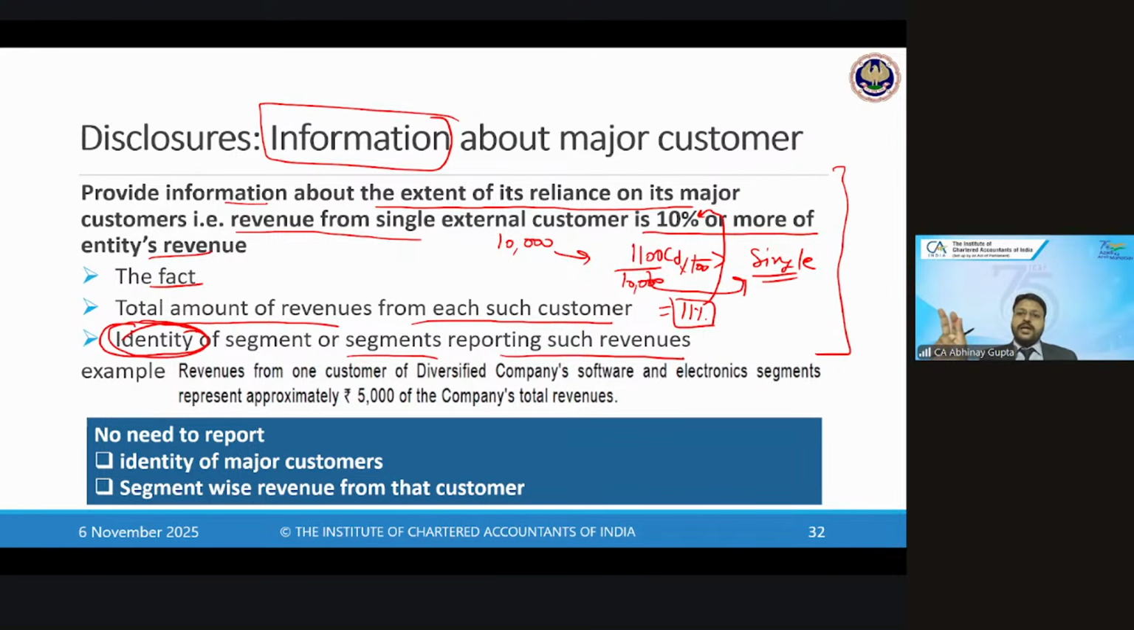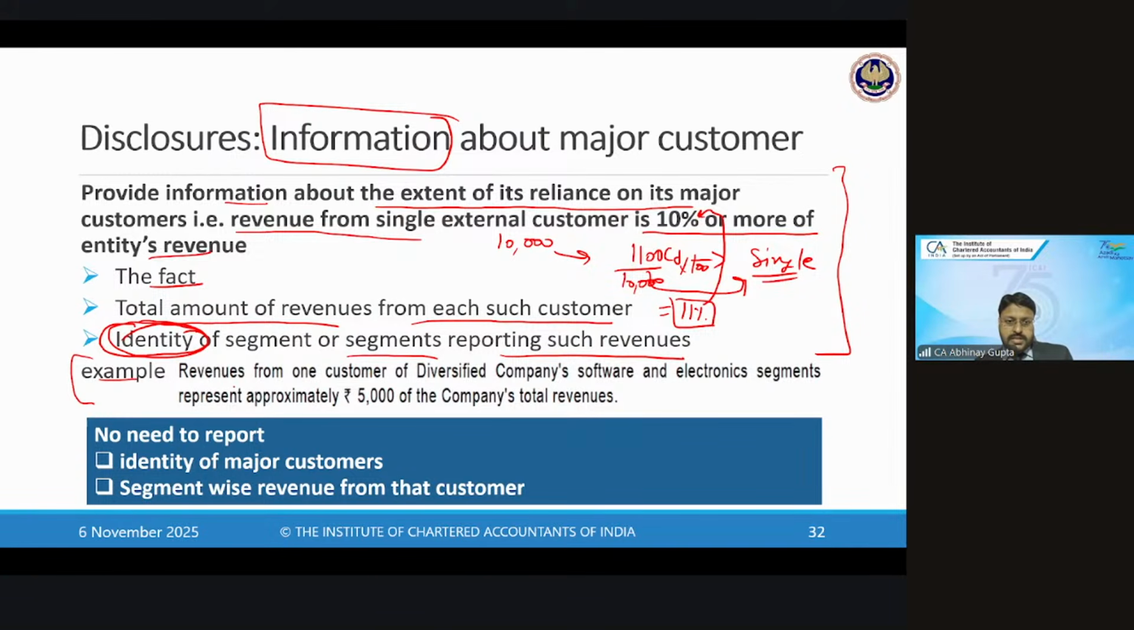So neither the customer name nor the amount we need to disclose. The only thing we need to disclose is the identity of that segment. So only the fact is to be reported. Right. So this is the example disclosure.